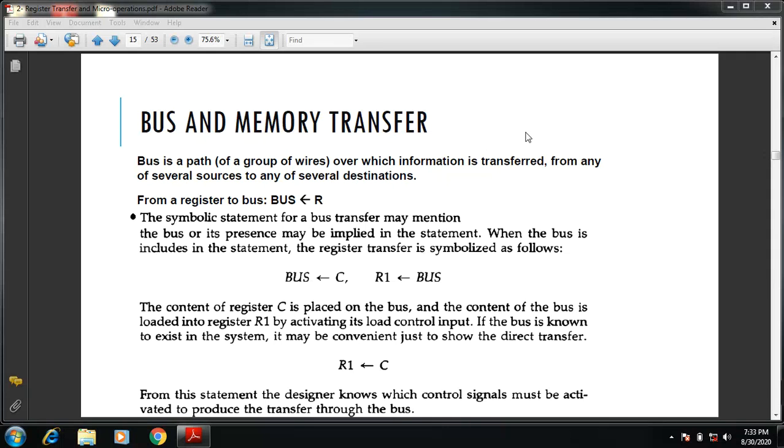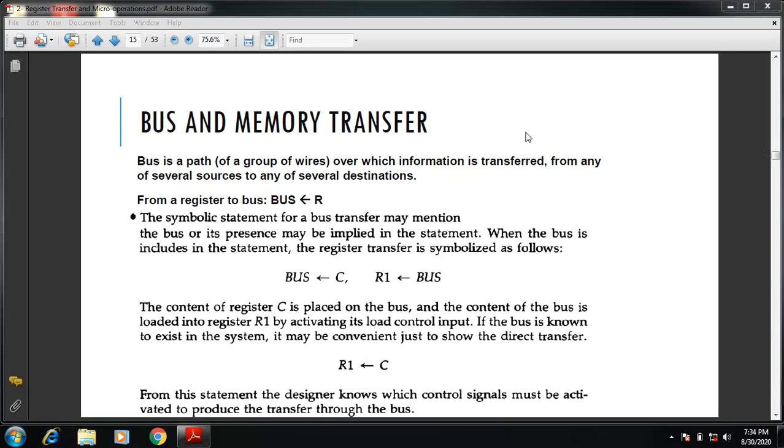Now this is another topic, bus and memory transfer. Here, what is bus and memory transfer? Bus is a path, that is a group of wires. So what is the use of bus? The bus can carry signals, which means it carries information. That is, information is transferred from source to destination. That is a simple meaning. So bus carries information from one place to another place, that is, source to destination. That is the definition.